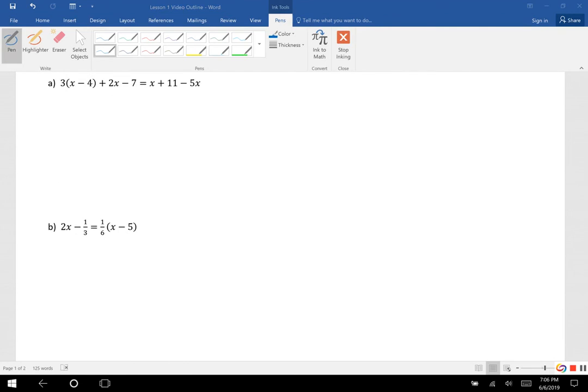a linear equation. The basic concept is we want to get all the x's by themselves. But before we can do that, we're going to have to simplify. And that means get rid of parentheses. So distribute.